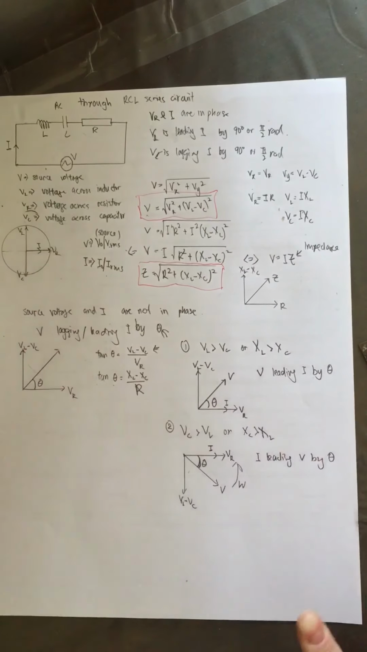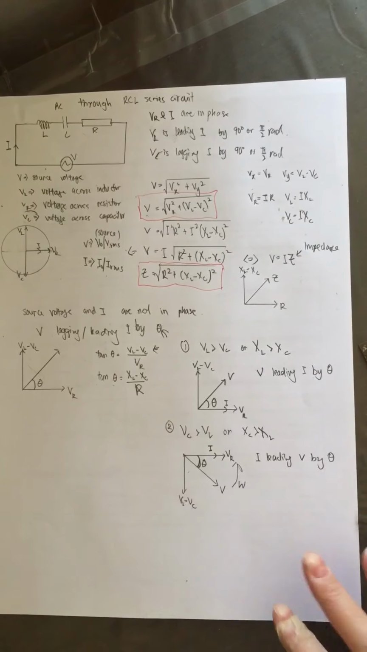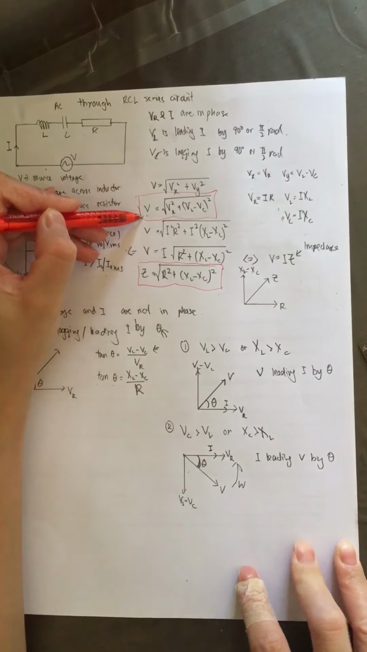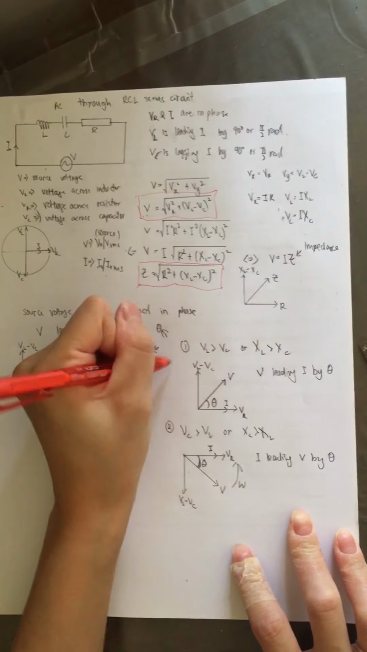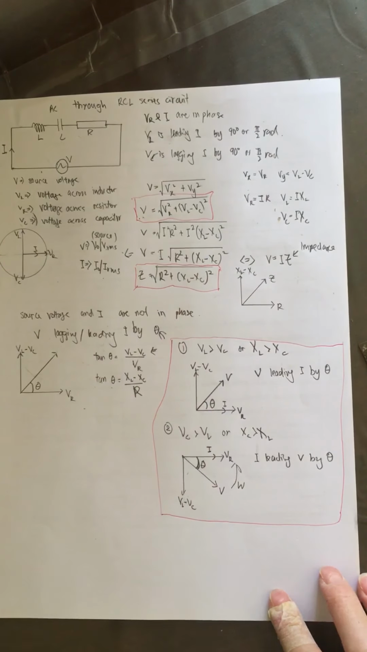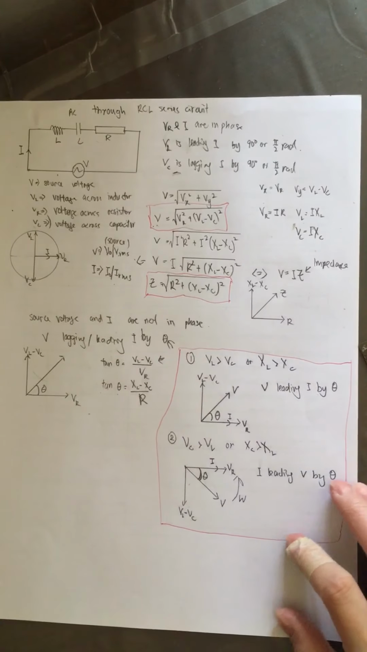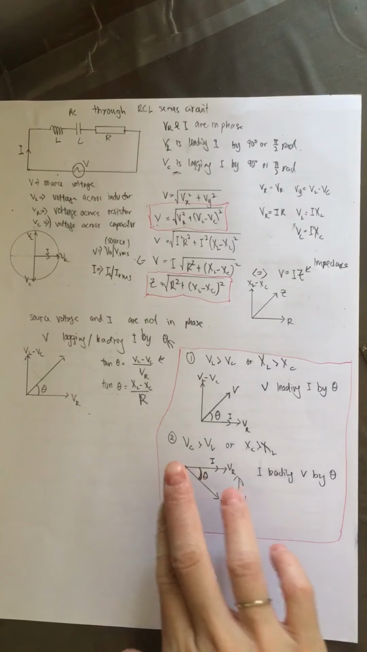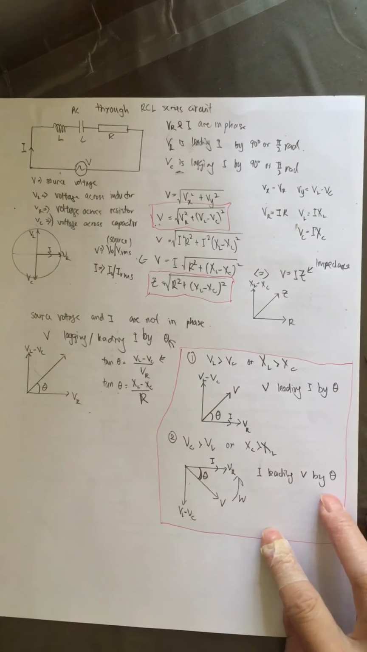I think I have finished all the key points and highlights of this RCL series. What you have to remember here is your source voltage, how you calculate your impedance, and also the cases of your RCL series circuit. There are two cases here. If VL is greater than VC, then your V will be leading I. And if VC is greater than VL, then you will have I leading V.